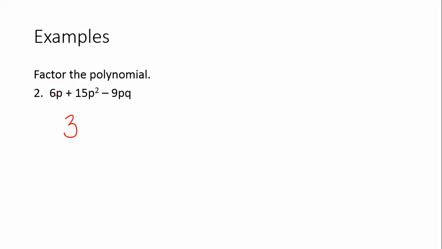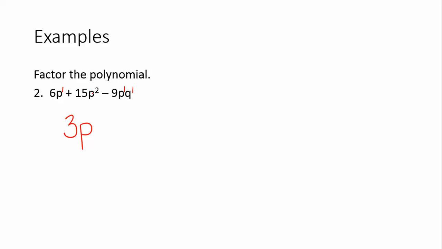Then we look at the variables. We have p to the first, p squared, p to the first, and q to the first. And I'm going to go ahead and write the little exponents in just while we're working on this example. So remember again, it's the smallest or the lowest exponent that's in common. So they don't all have a q in common, so there's not going to be a q in our GCF, but they do all have a p in common, and the lowest exponent is a 1.